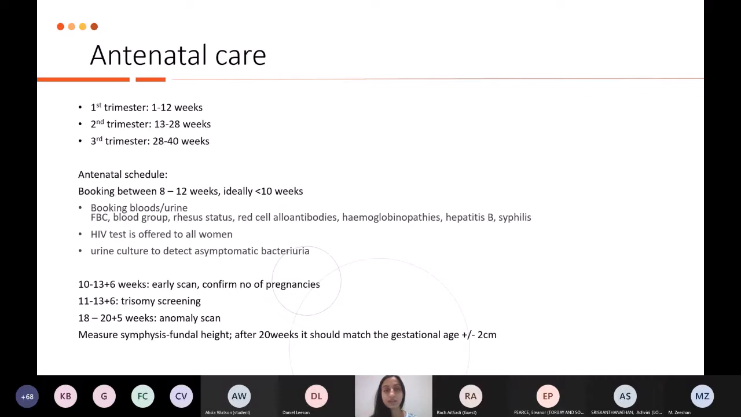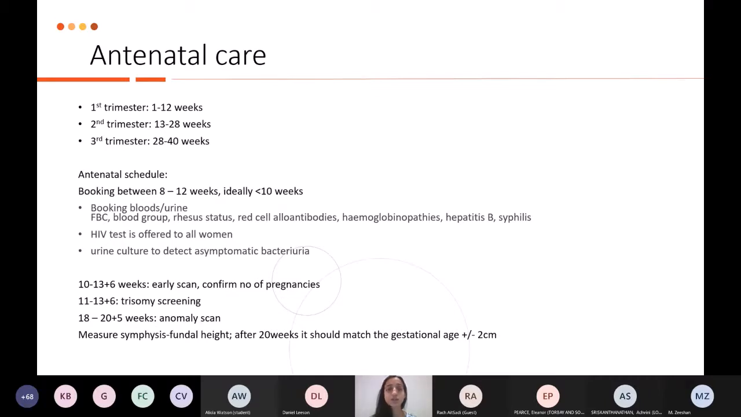Women would then get their first scan between 10 and 13 plus 6 weeks. You would want to confirm your number of pregnancies. Hopefully you've got a viable pregnancy there, and then you know what you're dealing with in that pregnancy. Women would then be offered trisomy screening between 11 and 13 plus 6 weeks, and then you get your anomaly scan between 18 and 20 plus 6 weeks.